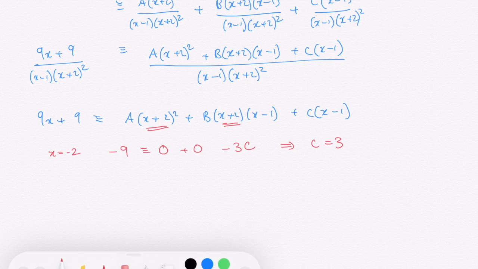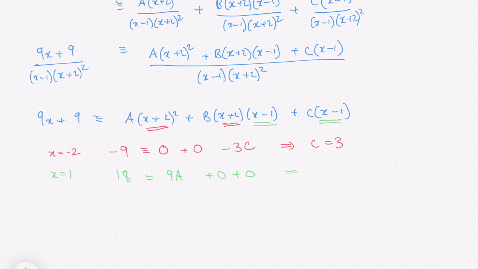Well, what might be another sensible value to substitute? Well, if we let x equal 1, these two brackets here are going to be equal to 0. So if x equals 1, we get 9 plus 9, so 18, is equal to a times 1 plus 2 is 3, 3 squared, so 9a, and then the remaining two terms are both 0. So what does this give us? Well, this gives us 18 equals 9a, so a equals 2.